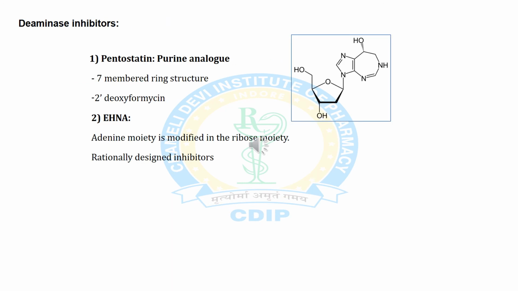So the next class is deaminase inhibitors, or we can say advanced anti-cancer anti-metabolites. In this class there are two drugs. Basically Pentostatin. What is this? This is a purine analog. This is the structure you can see. What is in this Pentostatin? A 7-membered ring structure, also called deoxycoformycin. Second drug is EHNA. Adenine moiety is modified in the ribose moiety, a rationally designed inhibitor for the advanced anti-cancer anti-metabolite.